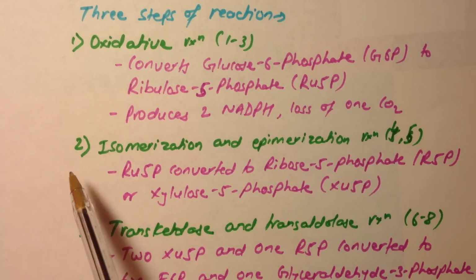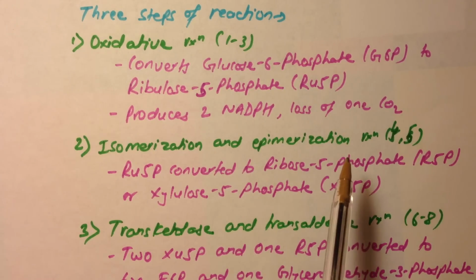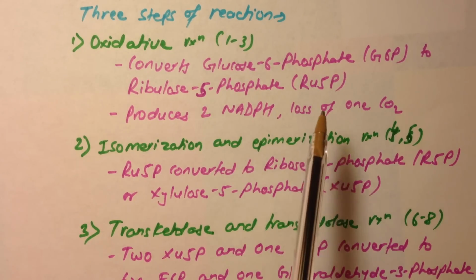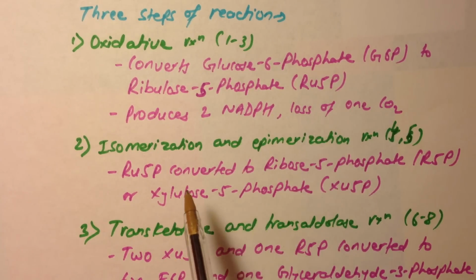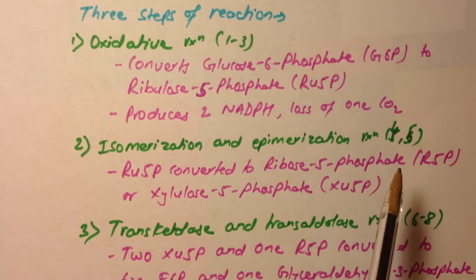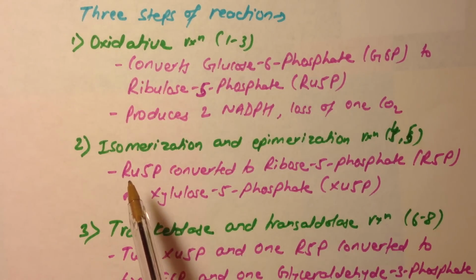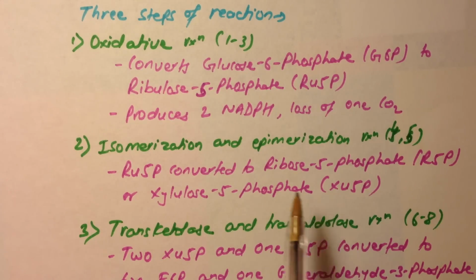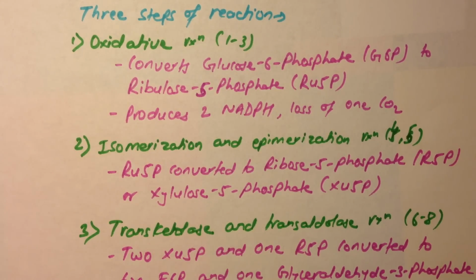Now let's talk about reaction step 2. Reaction step 2 is called the isomerization and epimerization reaction, reactions 4 and 5. In this reaction, the ribulose 5-phosphate produced in the oxidative reaction is either converted into ribose 5-phosphate, which is an isomer of ribulose 5-phosphate, that's why it's called isomerization, or the ribulose 5-phosphate is converted into xylulose 5-phosphate, which is an epimer of ribulose 5-phosphate.